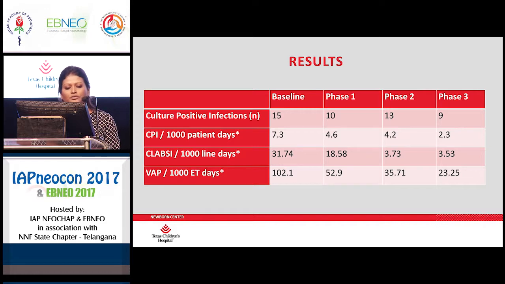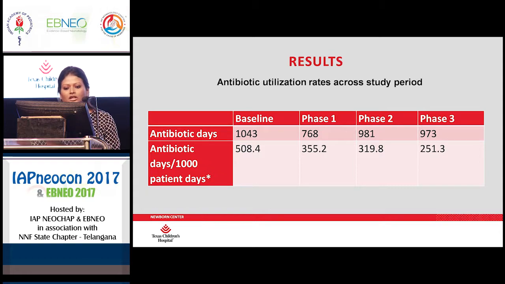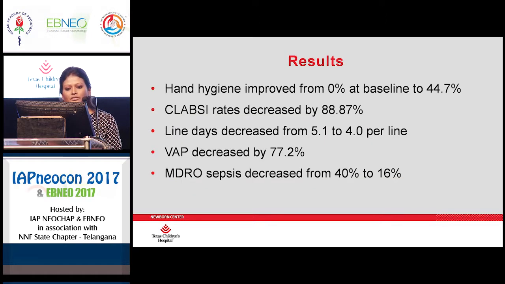So if you look at the culture-proven infection, CLABSI rates, and the ventilator-associated pneumonia rates per 1,000 ET tube days, you can see a significant decline in them from the baseline period when they were just collecting data to phase 3, which was at the end of their intervention period. Consequently, their antibiotic utilization rates also dropped during the study period, which is critical in considering the nature of antibiotic resistance in India. So their results included that the hand hygiene improved from 0% at baseline to about 45%.